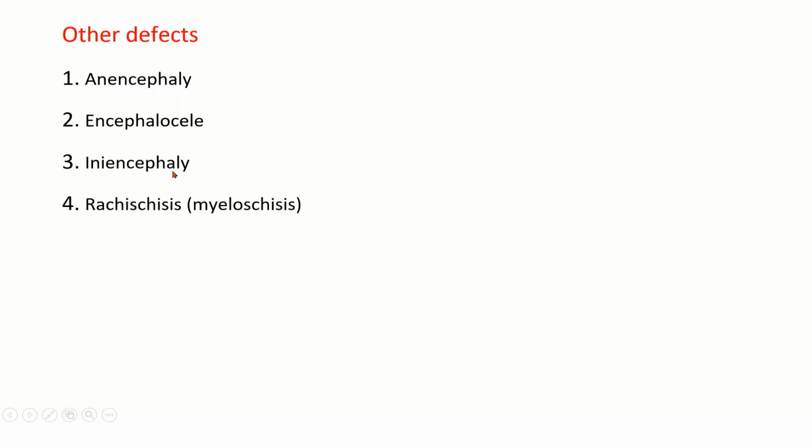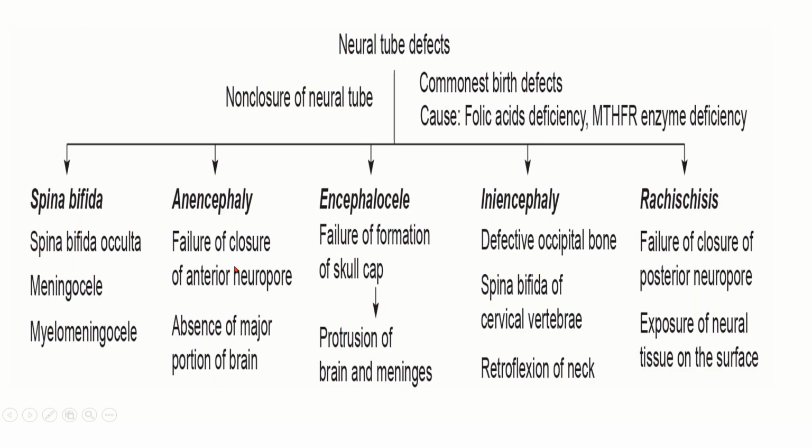Anencephaly, encephalocele, anencephaly and rachischisis. So in rachischisis, the neural plate will not form the neural tube. The neural plate will remain like a neural plate. You can see here, anencephaly is the failure of closure of the anterior neuropore.